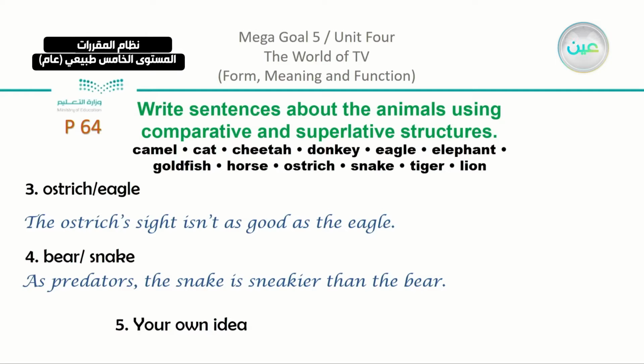So we have number 5, your own idea. The book gave you the freedom to choose whatever you want. You can think about other animals. You can use the examples that you have here. You can compare other kinds of comparisons. It doesn't have to be the same thing here.